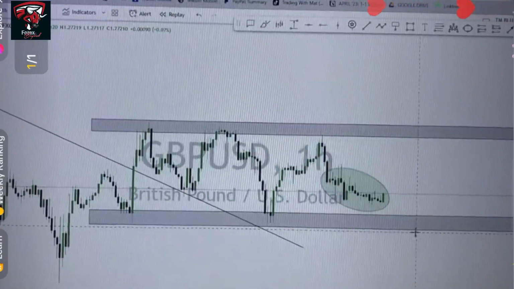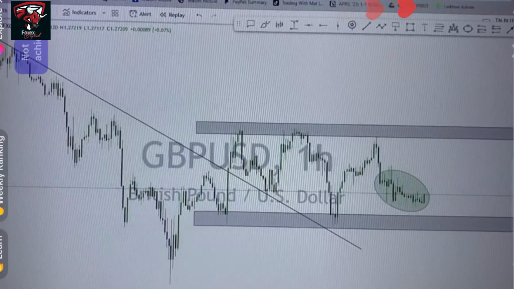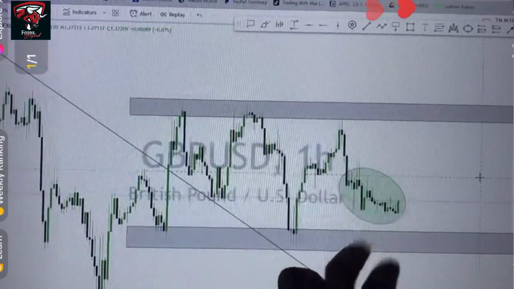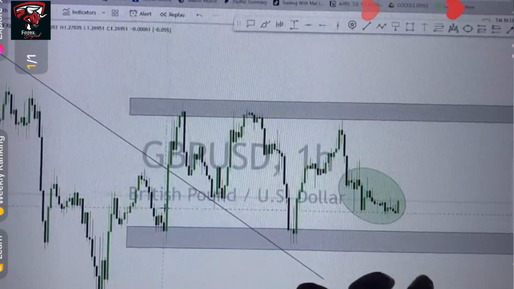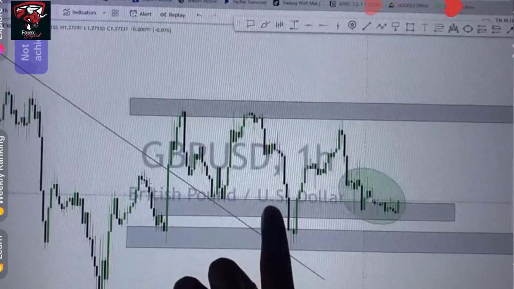All right, for CPI, I'm looking for buys on GU. But this 4-hour range is going to mess things up. So let's take a look at an area where the market could possibly use as a retest area. I'm going to use this zone here.